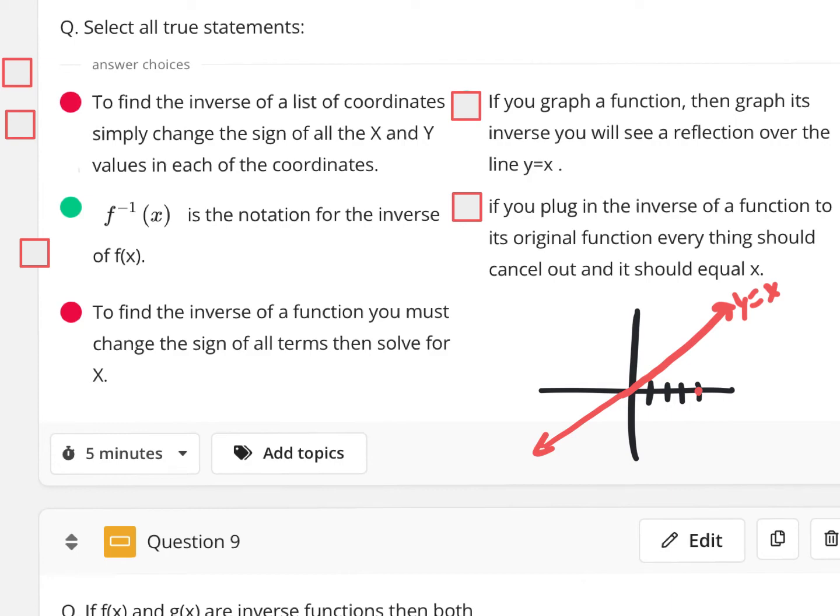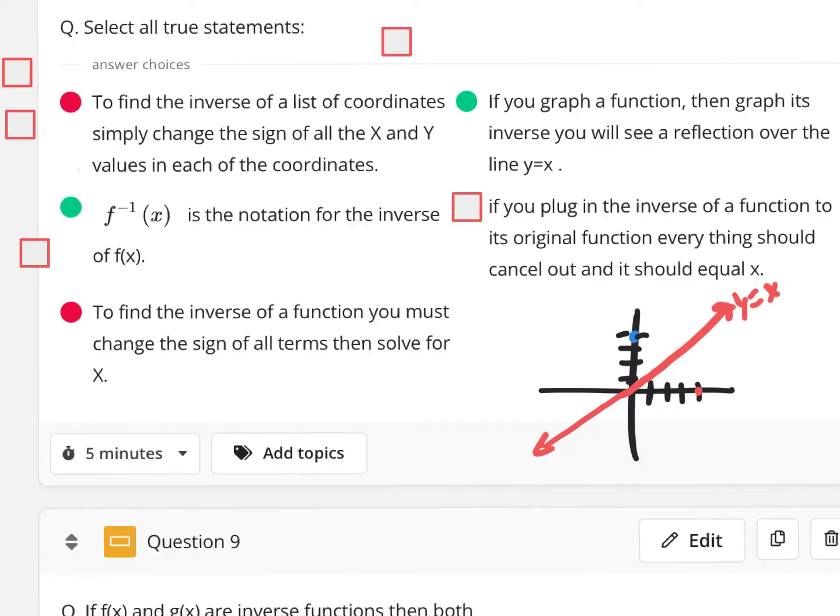So when you find the inverse of anything, even a coordinate like 4, 0, you switch the 4 and the 0, it'll be 0, 4. And where would that be? It'd be up here. And that's a reflection over that y equals x line. So once again, this is true. If you graph a function, then graph its inverse, you will see a reflection over the line y equals x. And that's true even for coordinates, as you saw here. So you'll see that this is a correct answer.